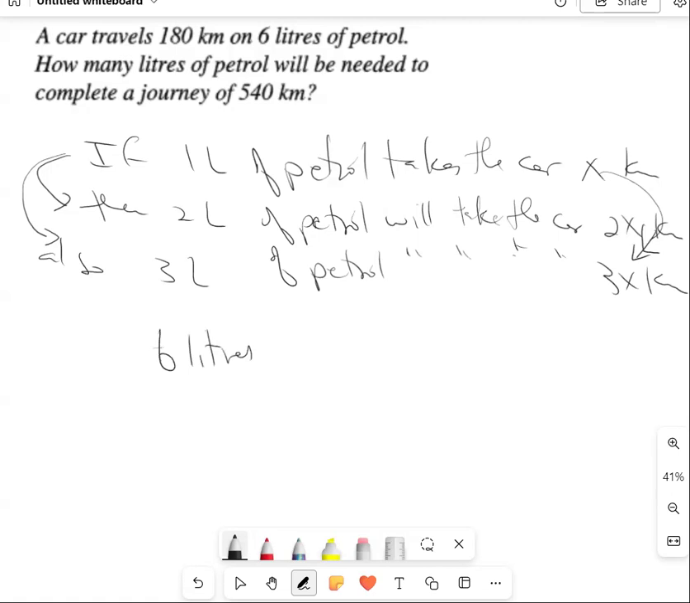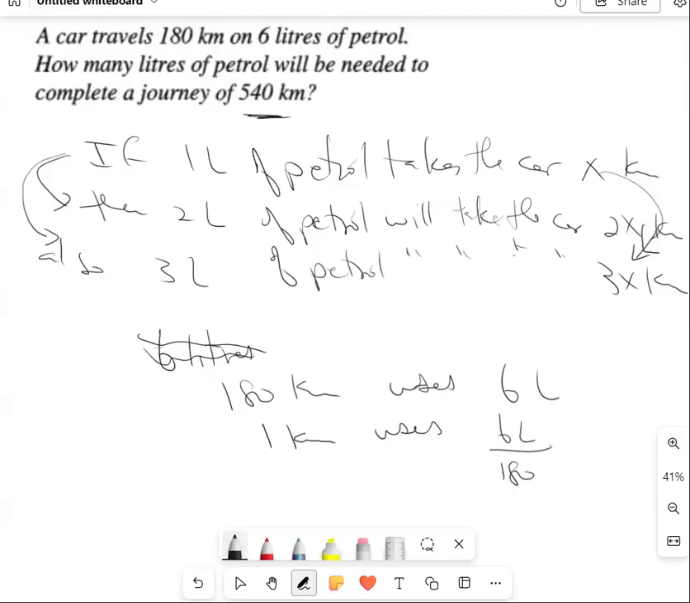Okay, I think I need to write that the other way around. 180 km uses 6 liters, right? So here they're asking you how much petrol is needed for 540 km. So what we'll do, we'll figure out how much petrol is needed for 1 km, right? So 1 km uses 6 liters over 180, right?